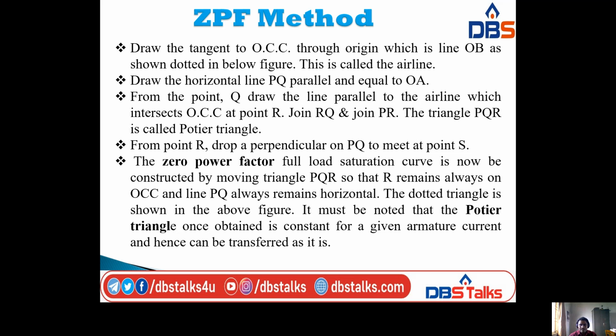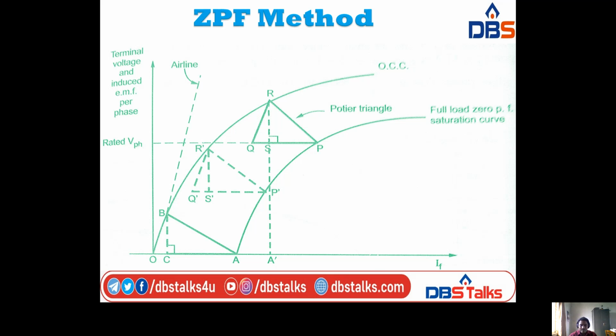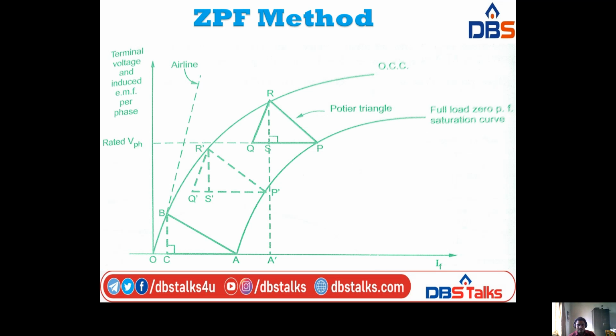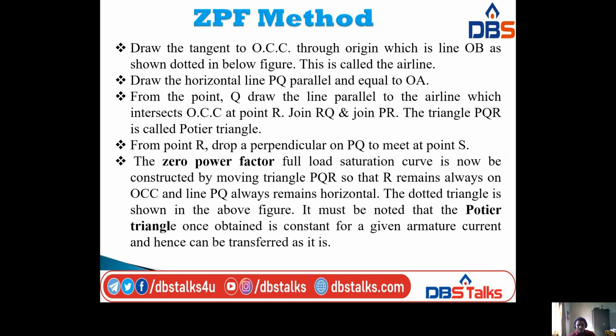Here, draw the tangent to the OCC through the origin, which is line OB, shown dotted in the figure below. This is called the air line. If you observe this diagram, we have a tangent to the OCC through the origin O, drawn as a dotted line. This one is also called the air line.